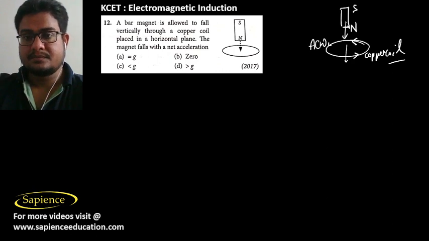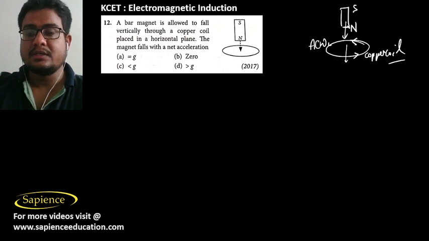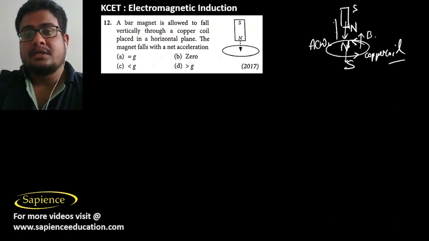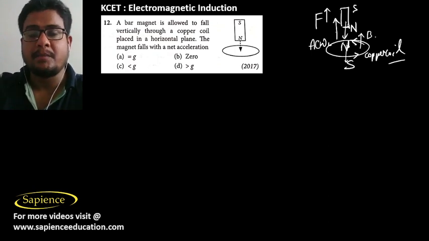So that the magnetic field due to the induced current should come outwards. So it means that one north pole will be induced on the upper side of this coil. The south pole will be induced on the lower side of this coil. Now north pole and north pole should repel each other. That means that this coil will also apply some repulsive force on this magnet.